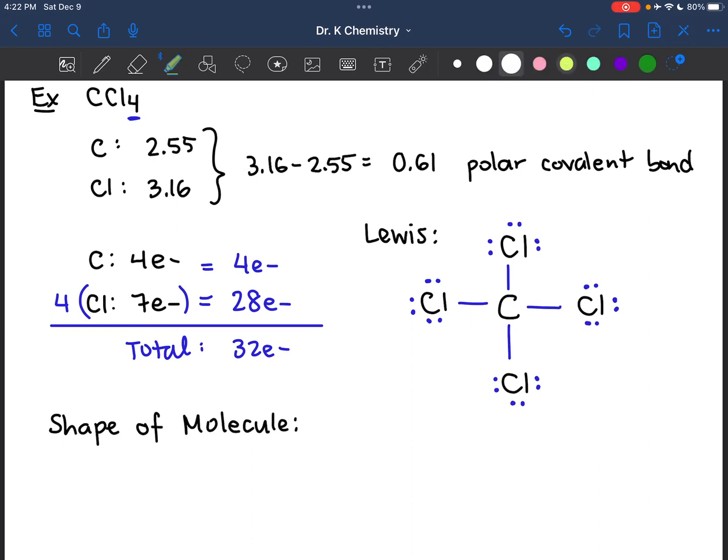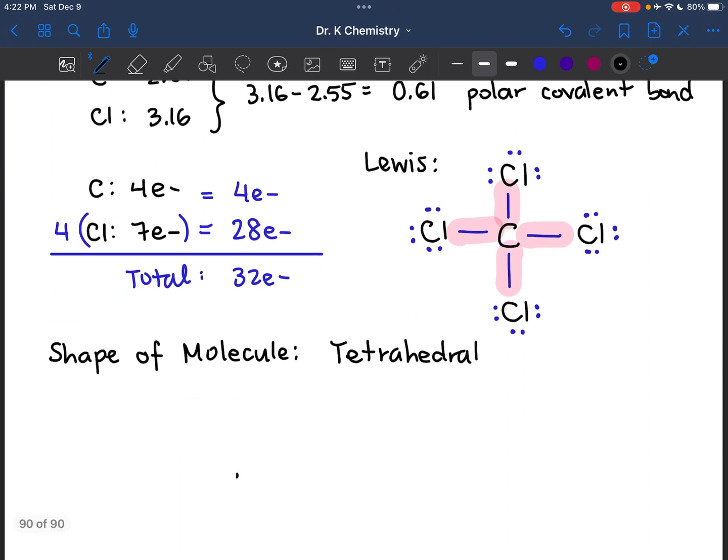And for that, notice that around the central atom, there are 4 electron groups, which means that the electronic shape is tetrahedral. And the central atom doesn't have any lone pairs of electrons, so the molecular shape is also tetrahedral. I will draw the molecule in the tetrahedral shape.